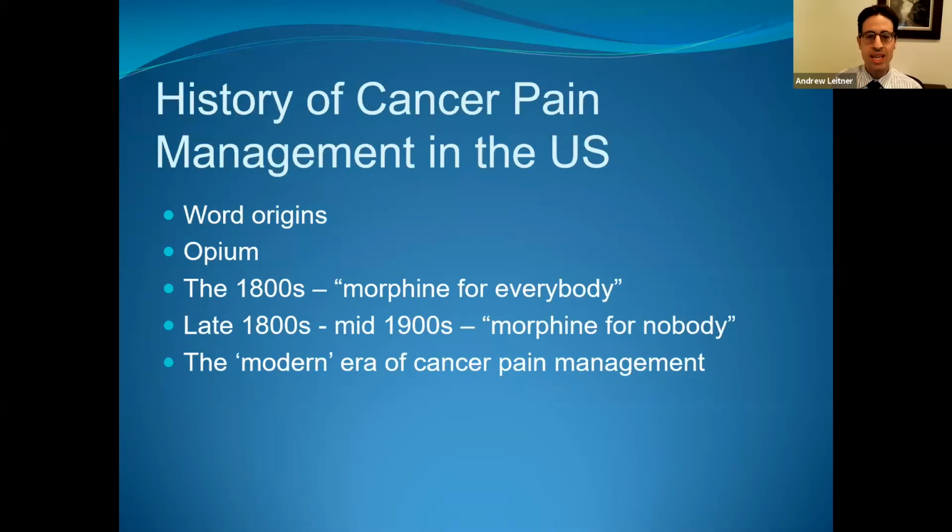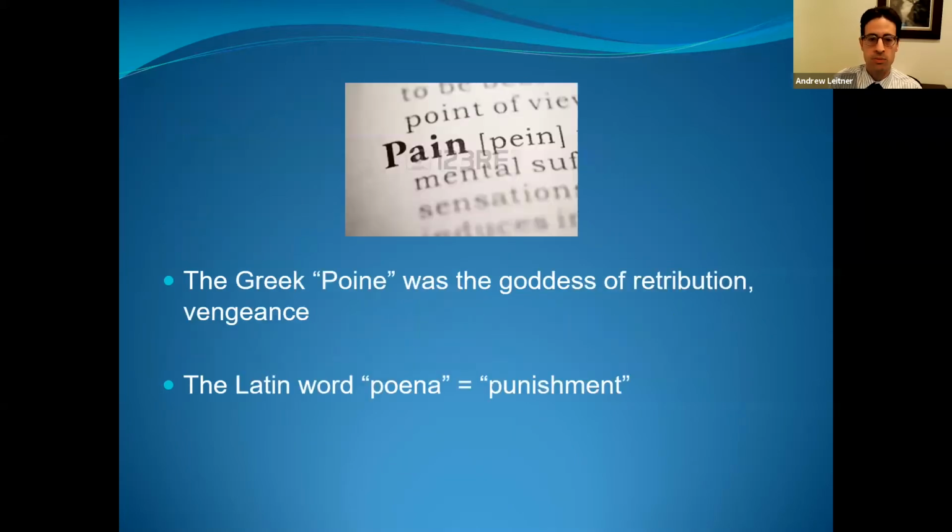In terms of the history of cancer pain, we'll look at where even some of the word origins came from, the history of opium, but ultimately the 1800s was a pivotal time in formulating how pain management came to be in the US and even globally. And then we'll describe the modern era of cancer pain.